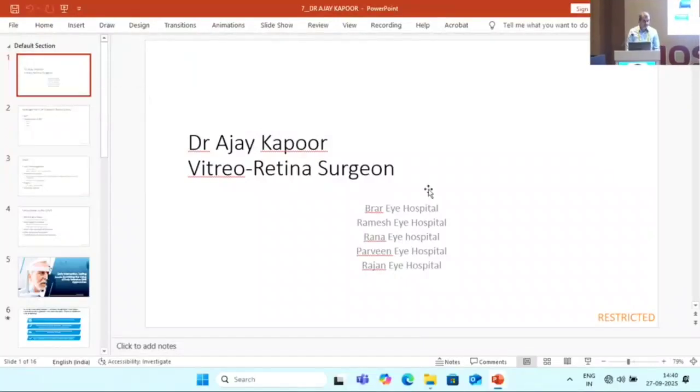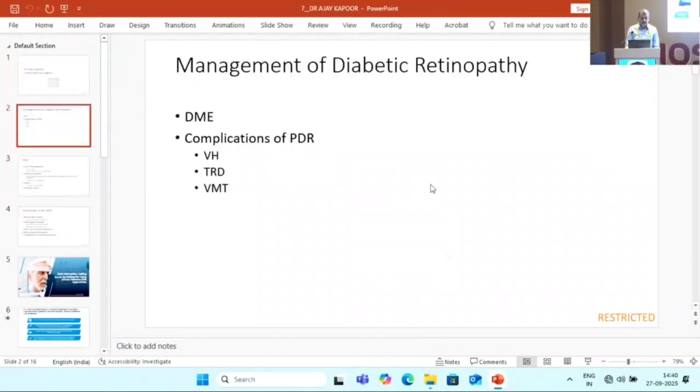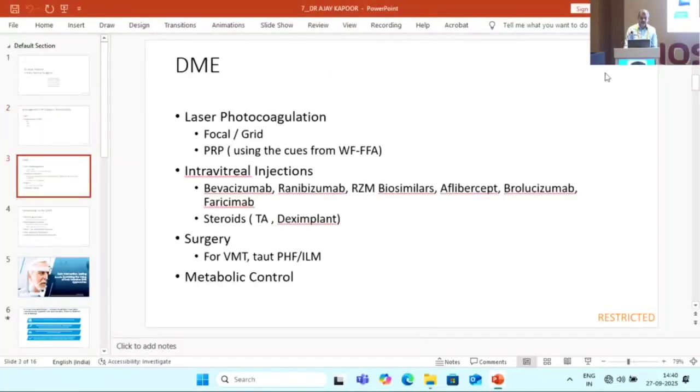Thank you, organizers, for giving me this opportunity. I'll be speaking on the management of diabetic macular edema. Basically, management of diabetic retinopathy deals with management of diabetic macular edema and dealing with complications of PDR. So this talk is about DME.